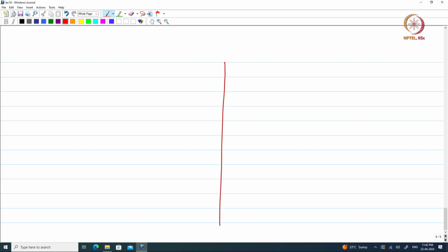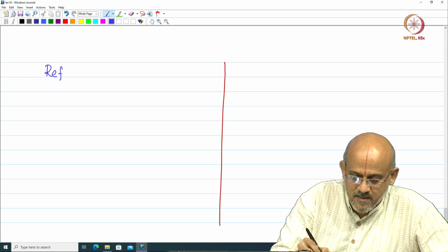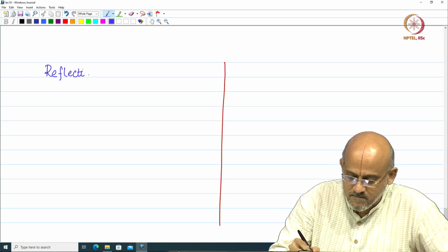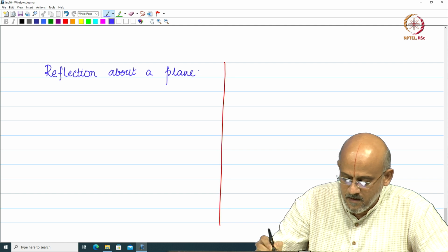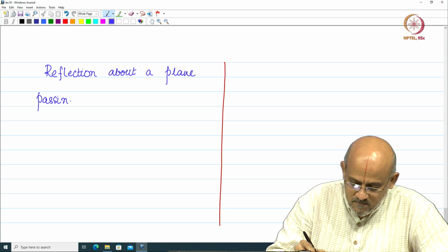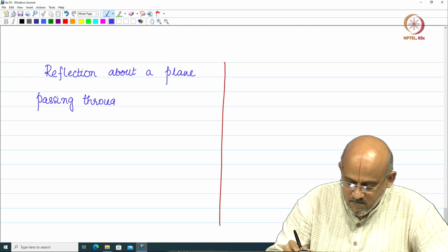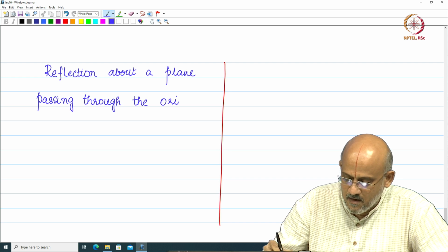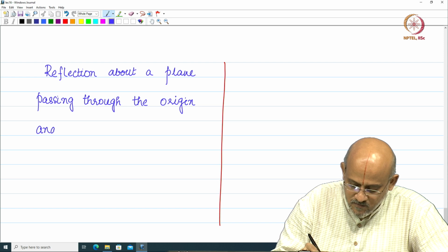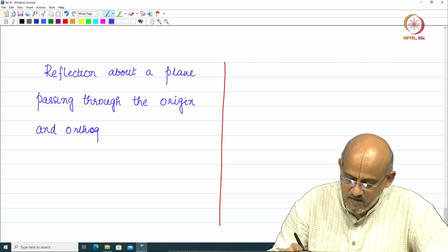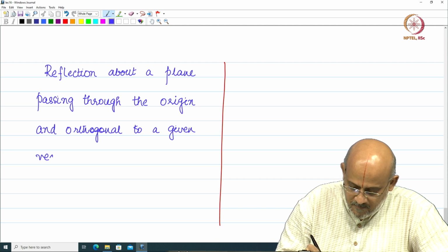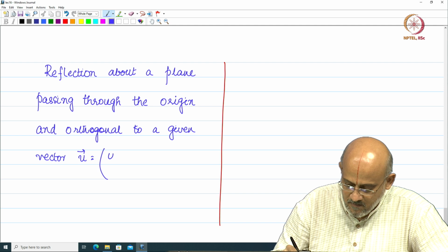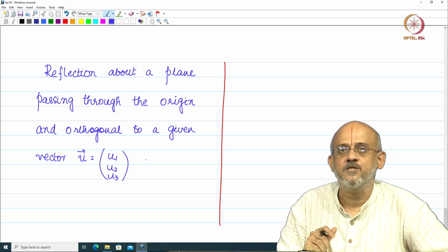Okay. So, the question that we had was: consider the reflection about a plane passing through the origin and orthogonal to a given vector u. So, this is what we are going to look at.